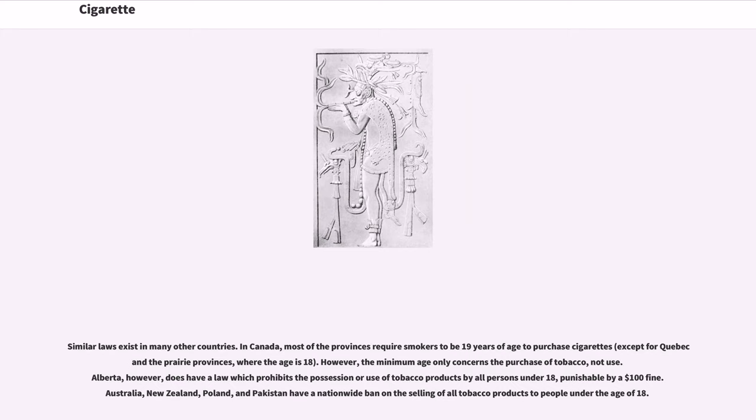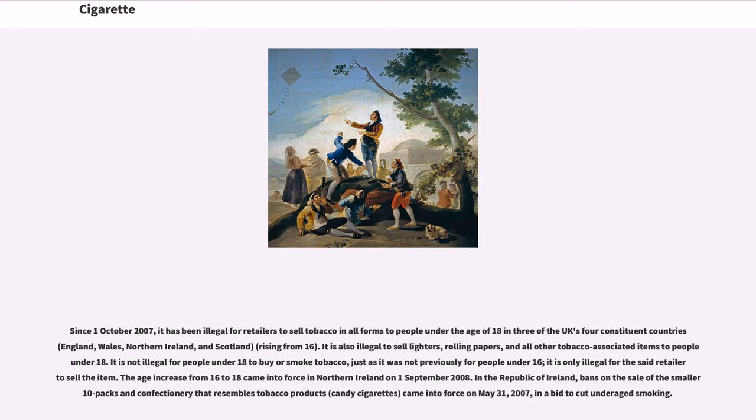Australia, New Zealand, Poland, and Pakistan have a nationwide ban on the selling of all tobacco products to people under the age of 18. Since October 1, 2007, it has been illegal for retailers to sell tobacco in all forms to people under the age of 18 in three of the UK's four constituent countries. It is also illegal to sell lighters, rolling papers, and all other tobacco-associated items to people under 18. It is not illegal for people under 18 to buy or smoke tobacco, just as it was not previously for people under 16. It is only illegal for the said retailer to sell the item.